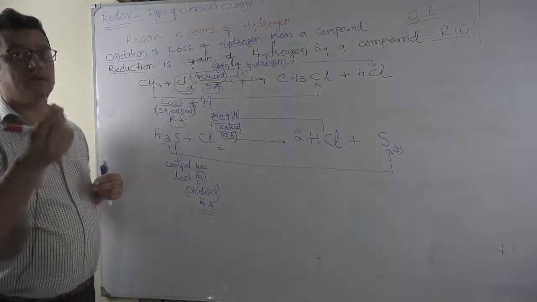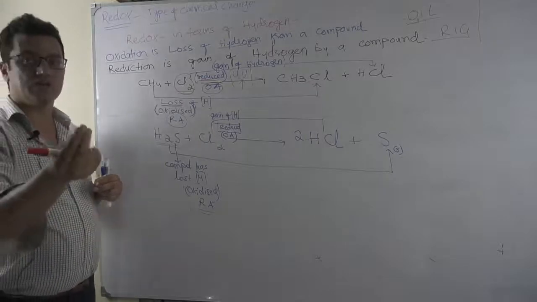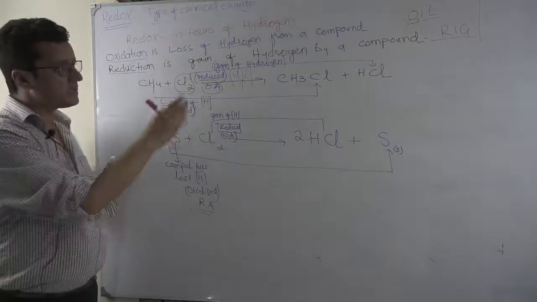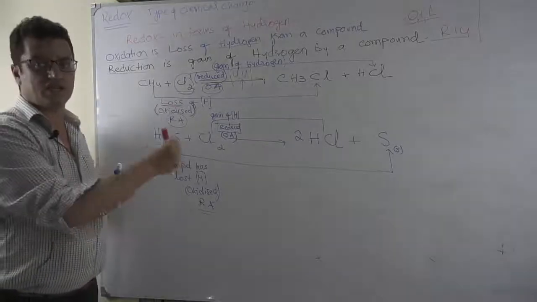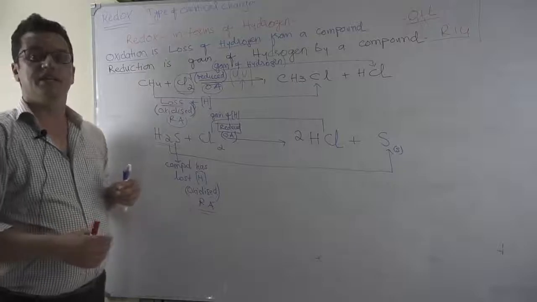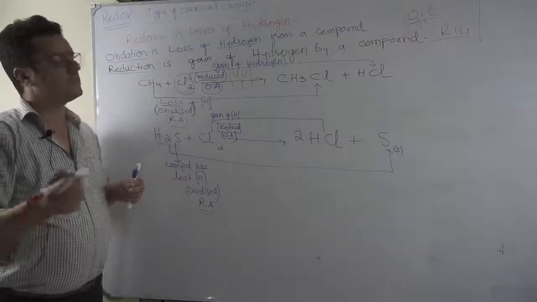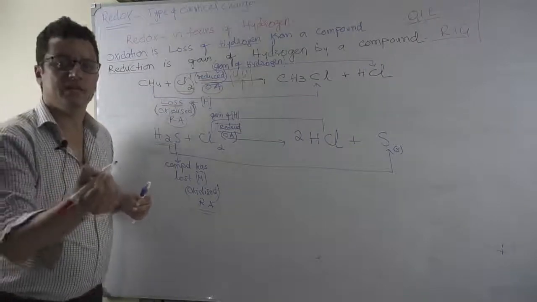When you are asked in terms of hydrogen, you explain in terms of hydrogen. When you are asked precisely in terms of oxygen, you explain in terms of oxygen. When you are asked in terms of electron transfer, you explain in terms of electron transfer. And when asked in terms of oxidation number, you use oxidation number. But when the examiner simply asks you to explain redox, it's easier to explain in terms of oxidation number.